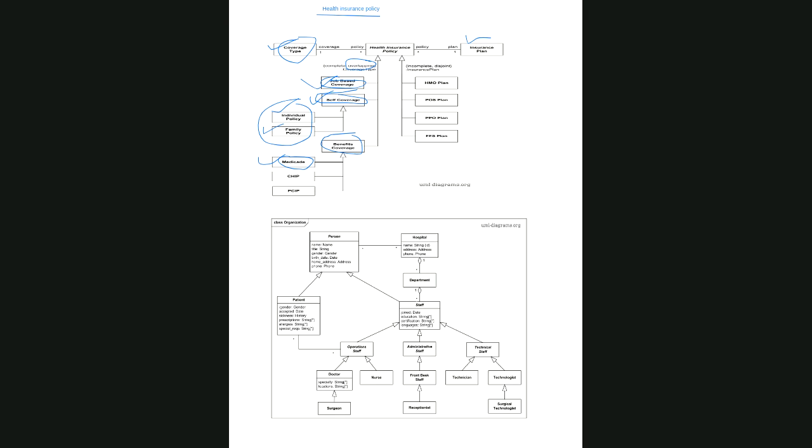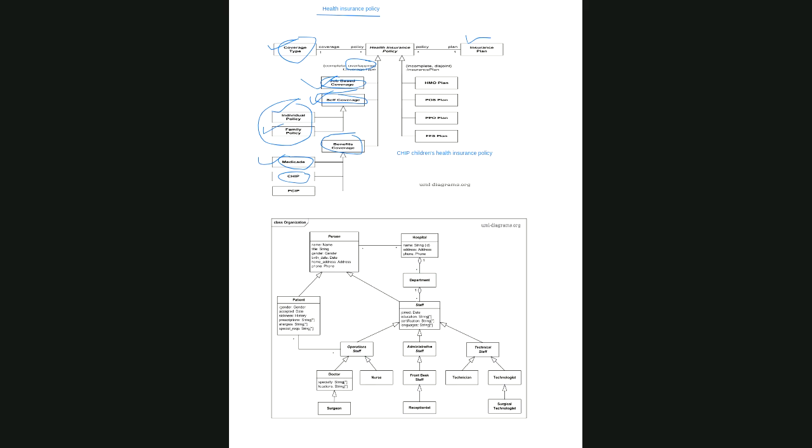Do you see CHIP? What is this CHIP? CHIP is nothing but the Children's Health Insurance Program. So I write here the CHIP full form: Children's Health Insurance Program.